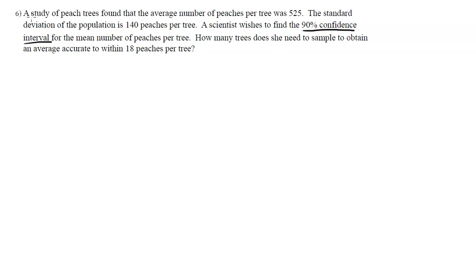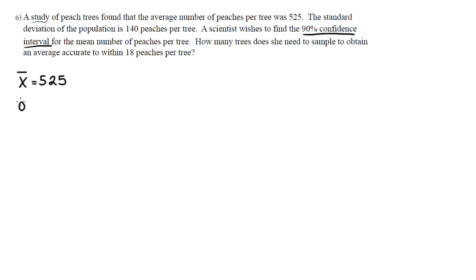All right, so let's write down what we know. A study of peach trees found the average number of peaches per tree, the average of that study, was 525. The standard deviation of the population, that's sigma, is 140. We want a 90% confidence interval of the mean number of peaches per tree.